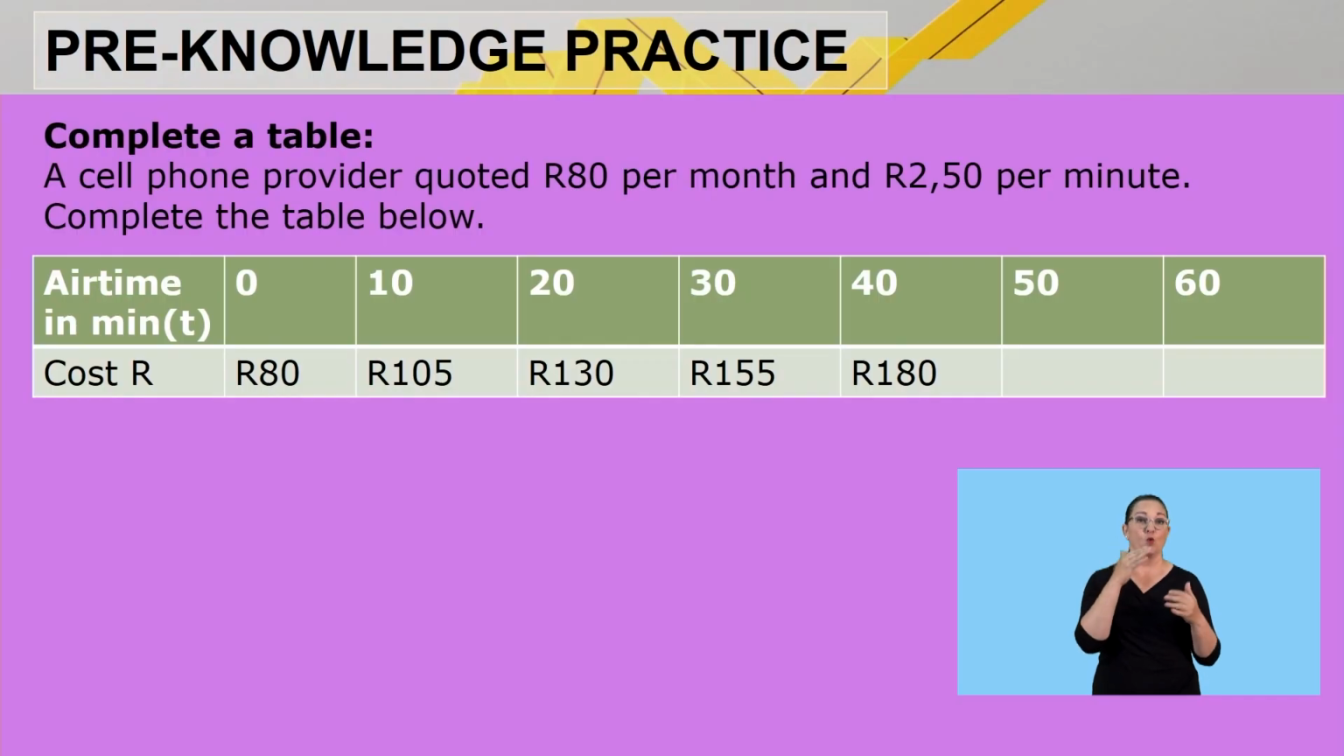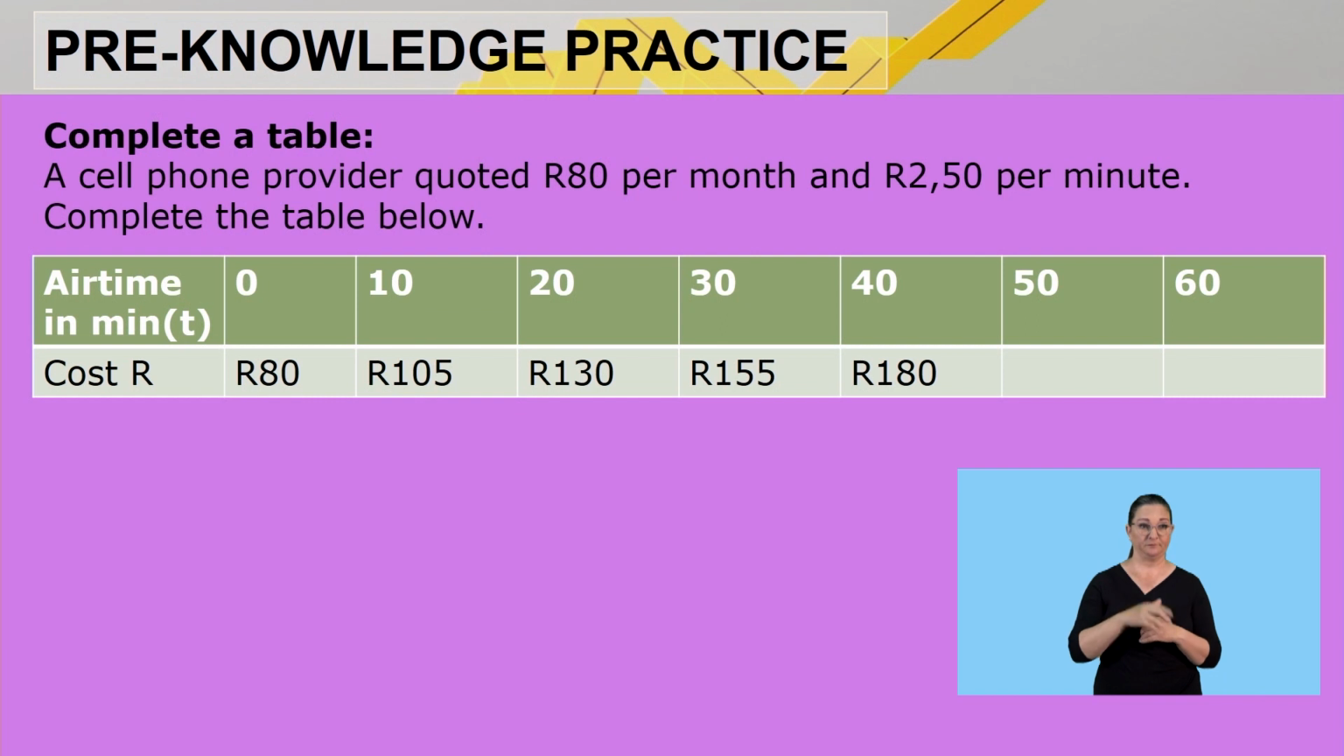Then let us go to the second part of what you should be knowing by now. When you are given a table, you should be able to complete the missing values on a table. Looking at this example, it says a cell phone provider quoted 80 Rand per month and 2.50 per minute. Complete the table below. So now this is a cell phone provider, of which it was quoted to a customer.